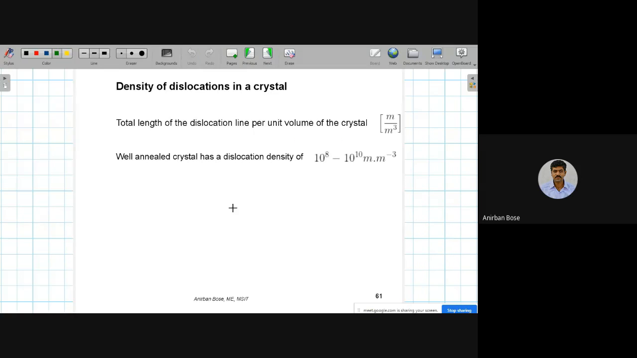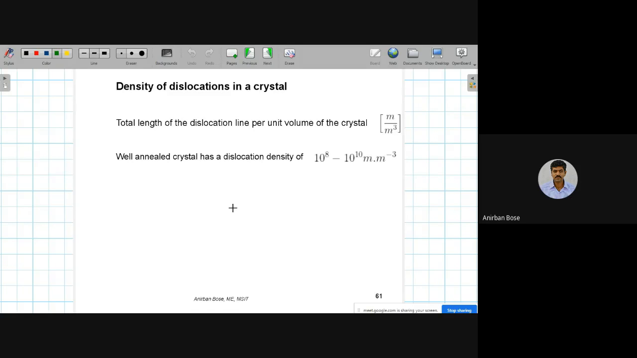Now you'll see the density of dislocation in a crystal. This is very important to get an idea about the density of dislocation. So the total length of dislocation line per unit volume of the crystal is a kind of measurement of the density of dislocation. We know that dislocation is the line defect. So what is the total length of line that is defective? Per unit volume of the crystal, that is the measure of the density of dislocation. And what is the unit? The meter of dislocation line divided by the volume of the crystal. This is the unit.